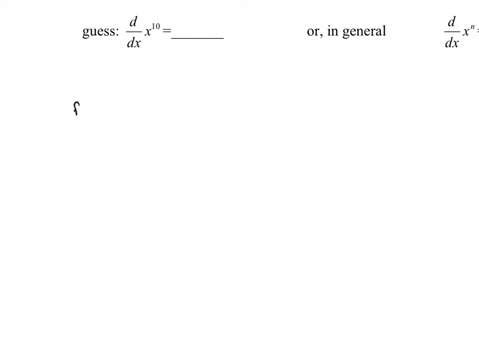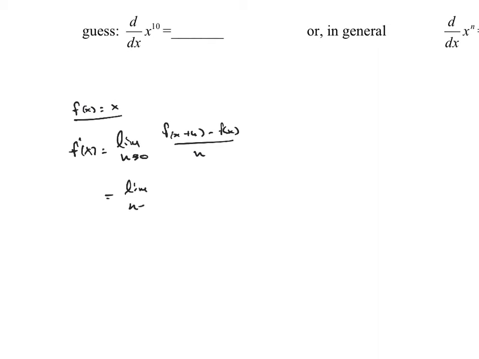Let's look at this. Let's consider f of x equals x, the original function f of x equals x. Well, if I want to find the derivative of the function, I'd have to do the limit as h approaches 0 of f of x plus h minus f of x all over h. So in this case, that would be the limit as h approaches 0.